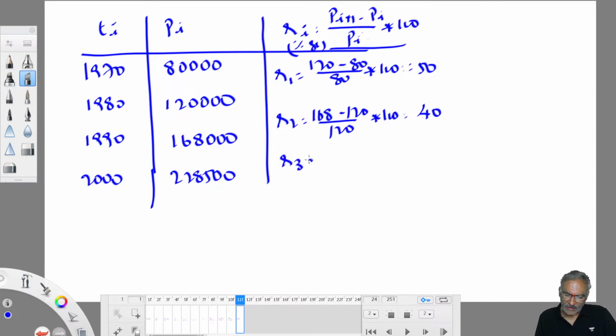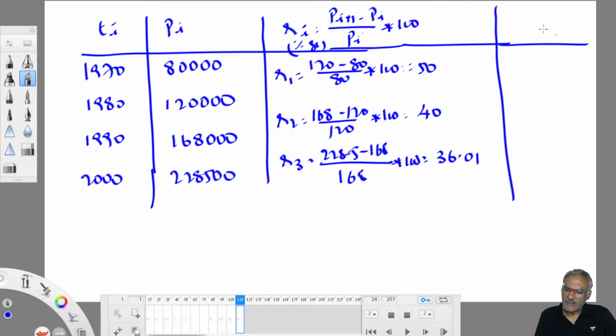Growth rate is decreasing. 50% growth rate was there between 70 and 80. From 80 to 90 the growth rate is only 40%. See now, 228.5 minus 168 by 168 into 100. Zeros cancel out. Population may be increasing, but the percentage is decreasing. It is 36.01. So these are the R values.